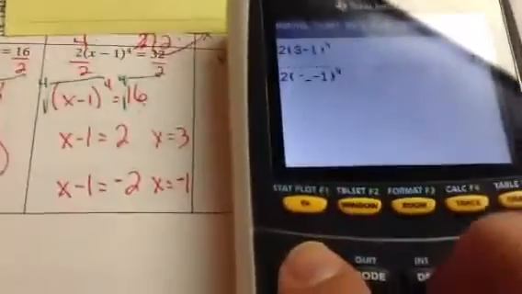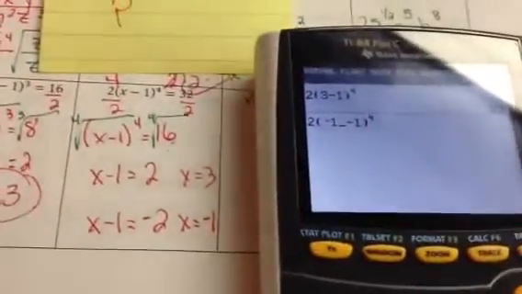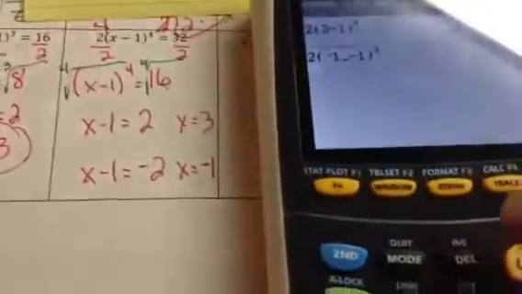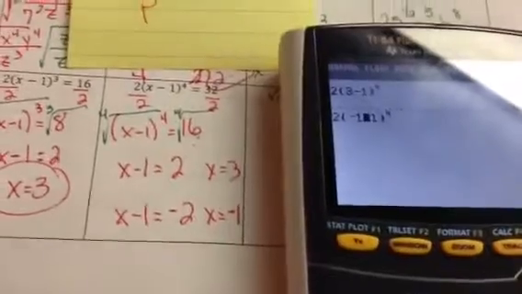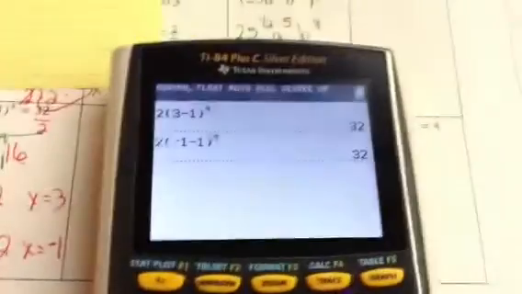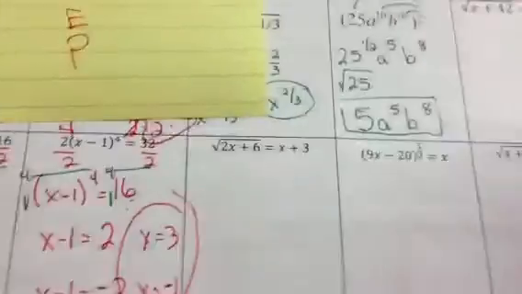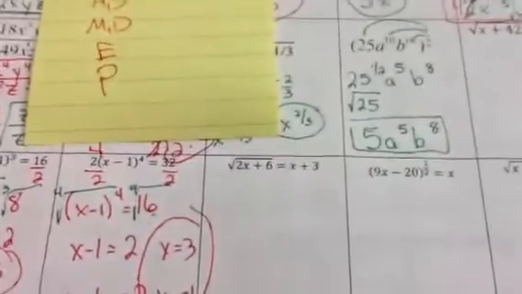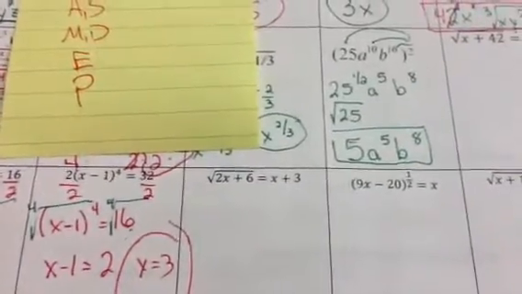I just want a negative 3 to pop up there. Or I'm sorry, negative 1. So there's 1. And then I'm just going to delete that 3. Push the delete button. So if I do this, do I get 32? And I do. So these are both answers that work. Neither are extraneous solutions.